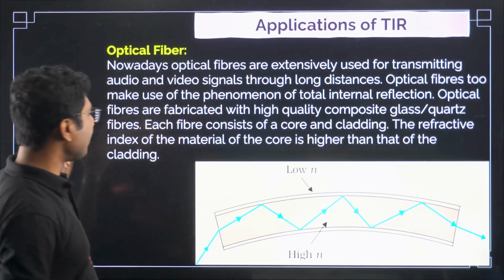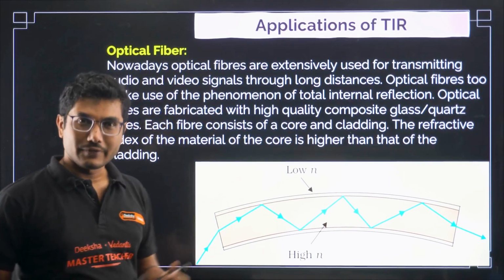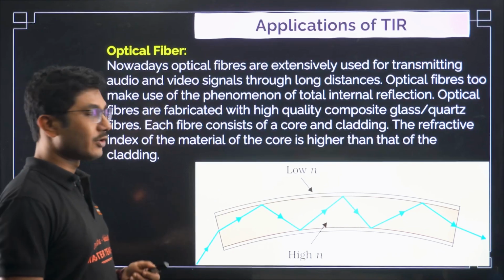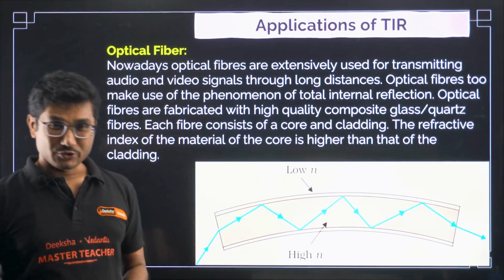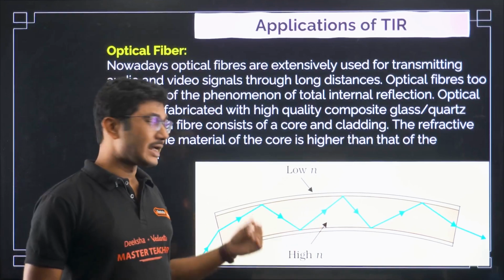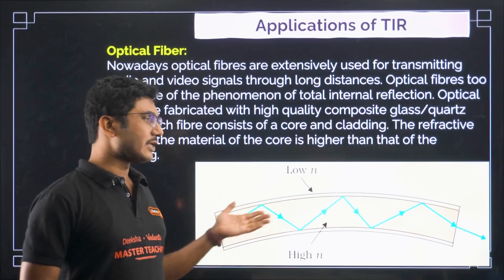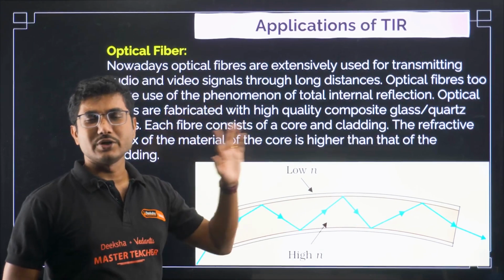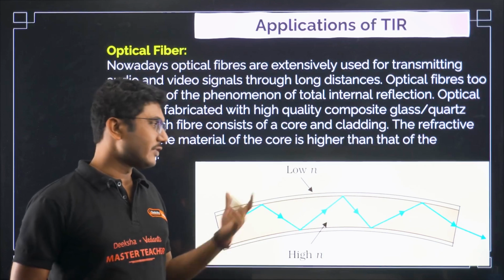The refractive index of the material of the core is higher than that of the cladding, and that's why total internal reflection happens and information travels from one end to another with very little absorption. Another beauty of optical fiber is that it does not generally absorb the information, so it can travel kilometers and kilometers without reducing the energy. It is very important.